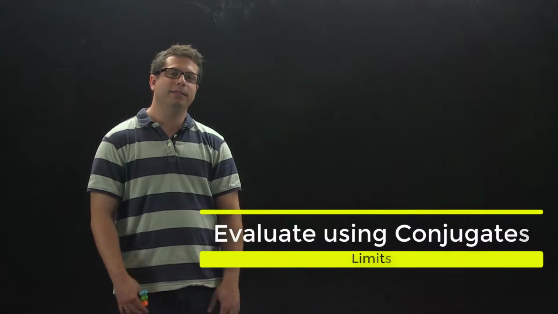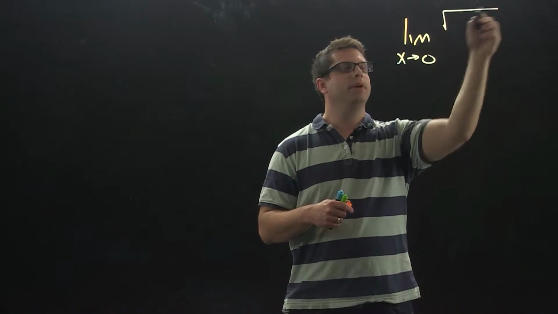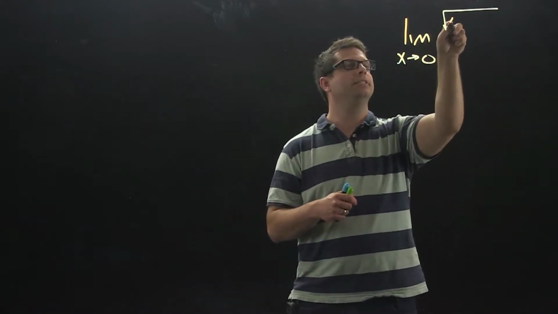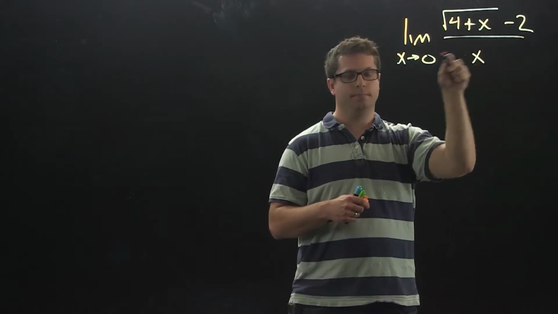We're going to evaluate a limit by using a conjugate. So the example that we have is going to be the limit as x approaches 0 of the square root of 4 plus x minus 2, all over x.